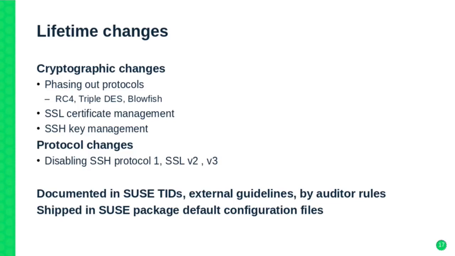Other lifetime concerns on a machine are SSH keys for machines or for users. If users leave the company, their SSH keys should, of course, be removed from the access list from authorized keys, similar for host keys. And SSL certificates. If you're offering an SSL service, then the certificates will expire at some point in time, and you will likely have some infrastructure for replacing them. The cipher method changes are documented in our documentation, also in our technical information documents, TIDs, or in the software's documentation itself. Also documented usually by rules from the auditors and auditing guidelines. And we try to ship a secure default in our configuration files, where you can take them and merge them into your configuration.